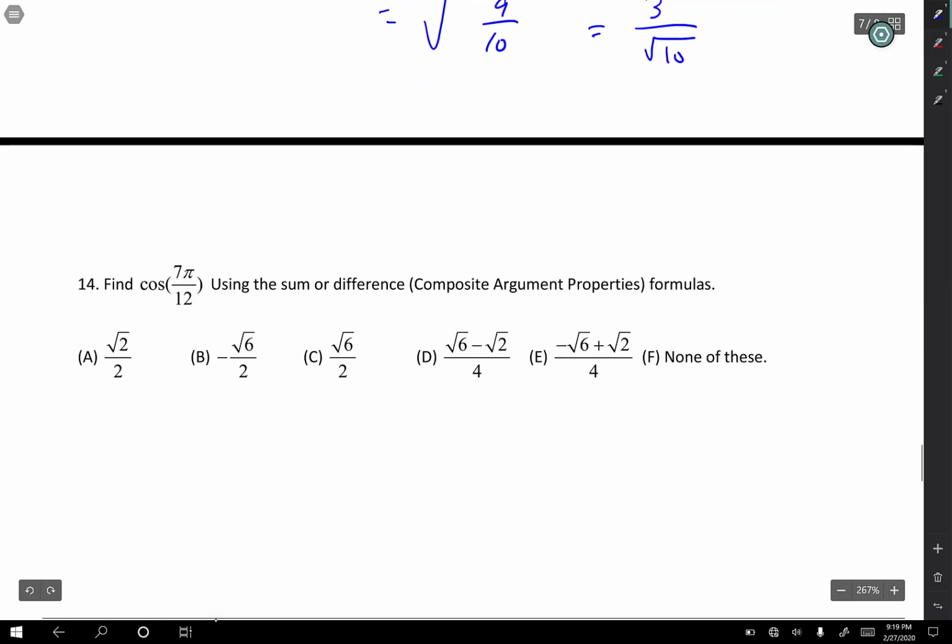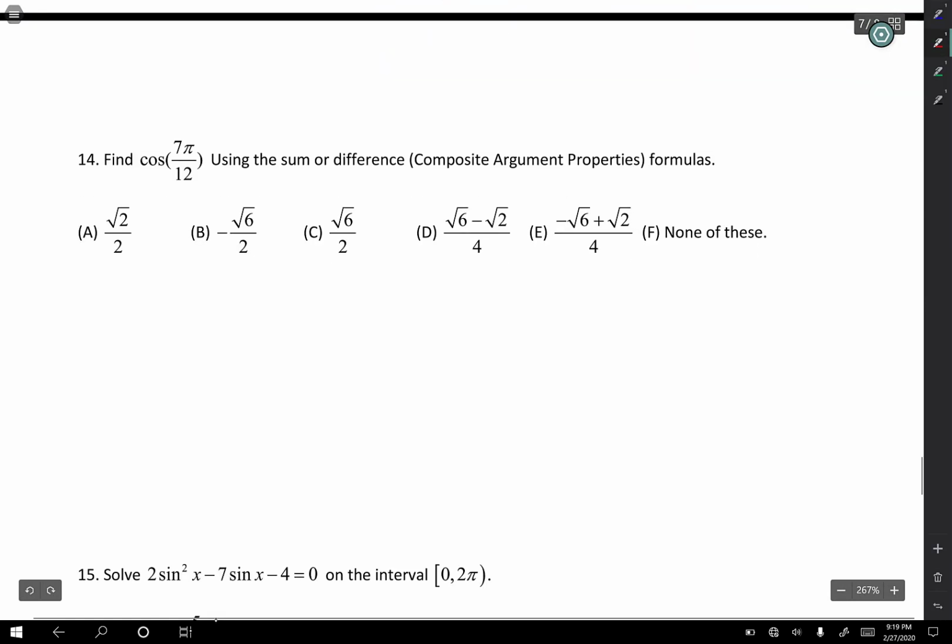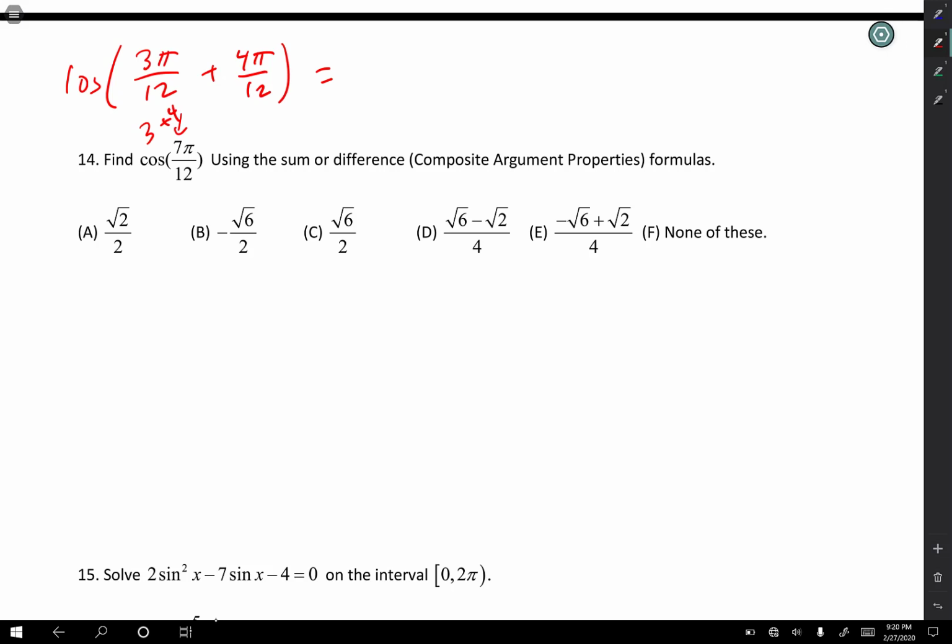All right, this one is coming from your exam. It wants you to use your angle sum or difference properties. That's just your composite argument properties. It's cosine, and I wanted to add up to a 7. So I'm going to write up here cosine, and I can think of two numbers that when you add give you 7. I'm thinking of 3 and 4, and immediately I see that 3 goes into 12 and 4 goes into 12. So I can write this as 3 pi over 12 plus 4 pi over 12. Notice that it's still 7 pi over 12, guys. That's cosine 7 pi over 12.